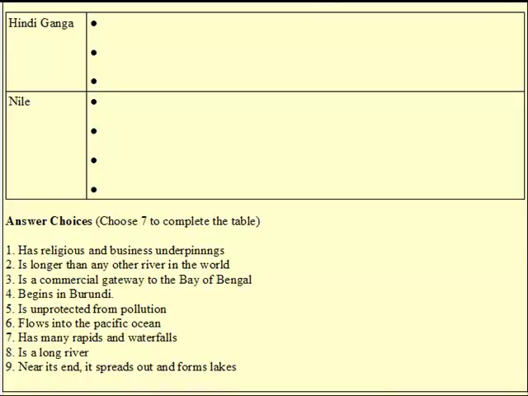The remaining 2 answers are not part of the solution. The description that one of the rivers flows into the Pacific Ocean is incorrect, since it doesn't describe either river. The answer that one of the rivers is a long river is not a factor that differentiates the Hindu Ganga from the Nile. Both rivers are long, even though the Nile, of course, is longer.